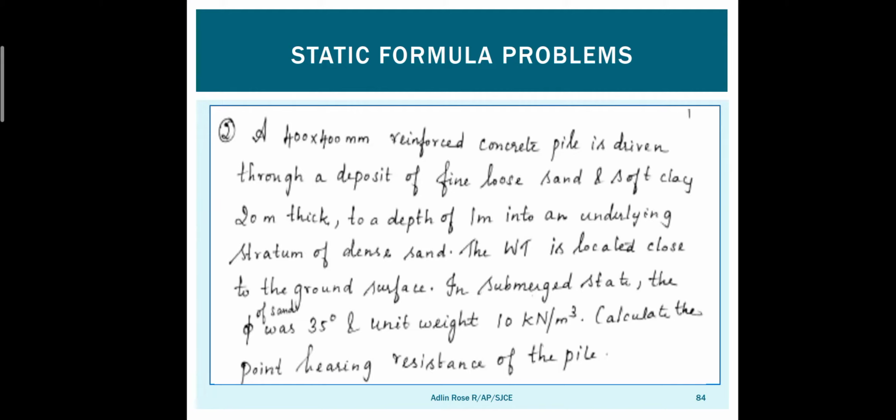And what is the thickness of the loose sand and soft clay? 20-meter thick. And below the 20-meter thick soft clay and loose sand, we have dense sand. And what is the depth of the dense sand? 1 meter. So totally 21 meter they have given the soil profile. First 20 meter we have loose sand and soft clay, and the last 1 meter we have the dense sand, that is the soil profile.